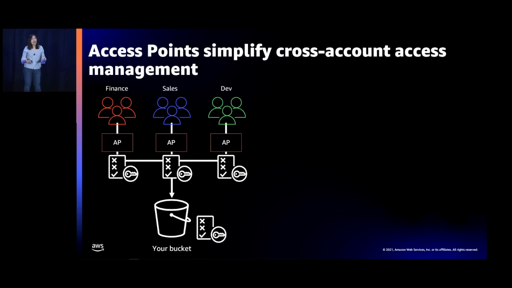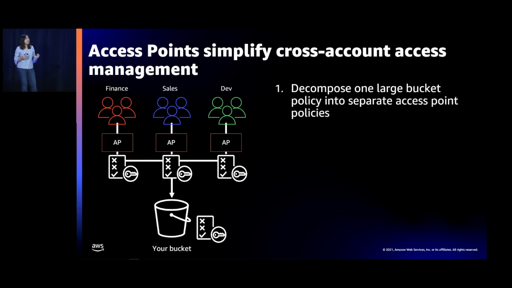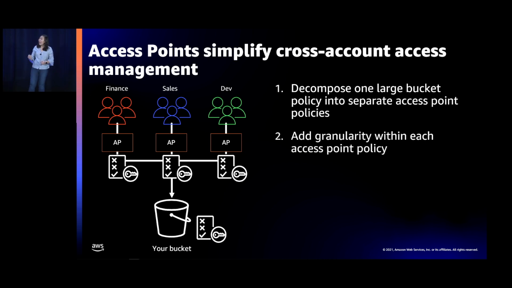With Amazon S3 access points, you effectively decompose one large bucket policy into separate access point policies that you can manage more easily. And within each access point policy, you can further add granularity to that permission. And in addition, you can use access points to restrict access to specific virtual private clouds.